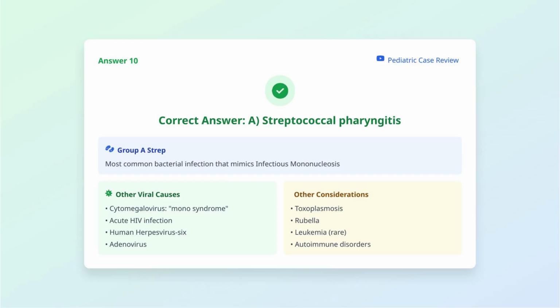Other viral causes that can produce a mono syndrome include cytomegalovirus, acute HIV infection, human herpes virus 6, and adenovirus. Less common considerations include toxoplasmosis, rubella, and rarely, leukemia or autoimmune disorders. Clinicians should maintain a broad differential diagnosis when evaluating patients with mononucleosis-like symptoms.